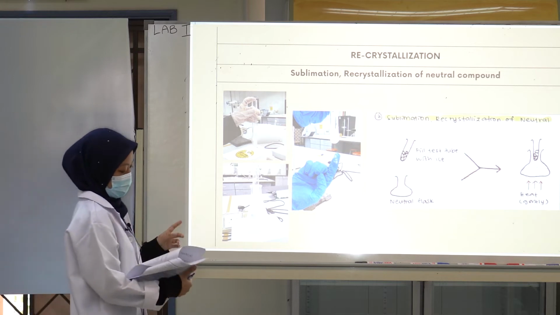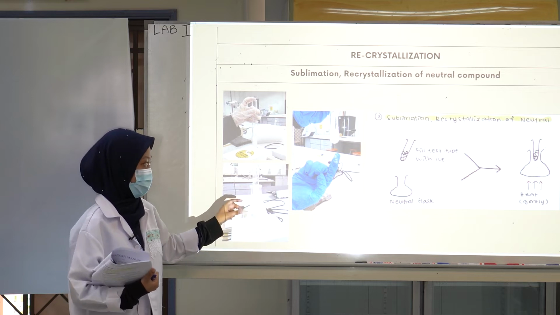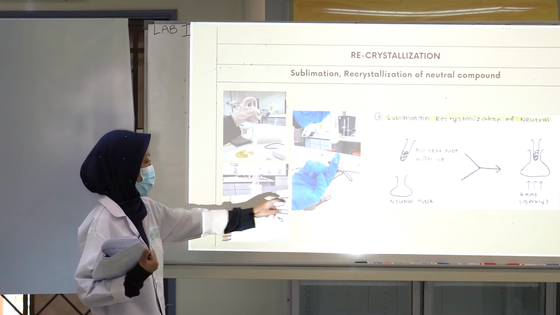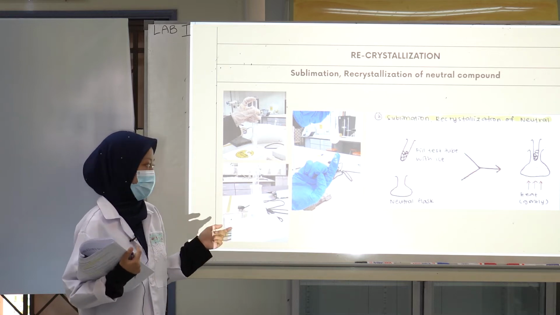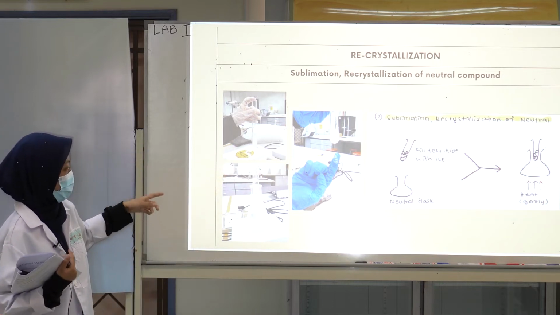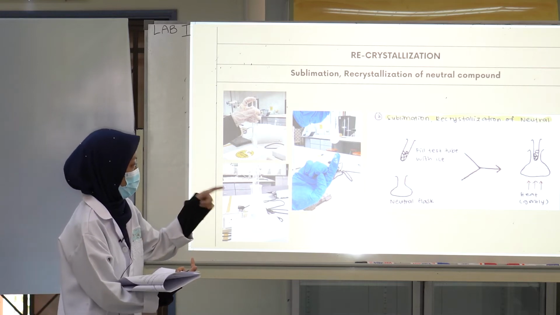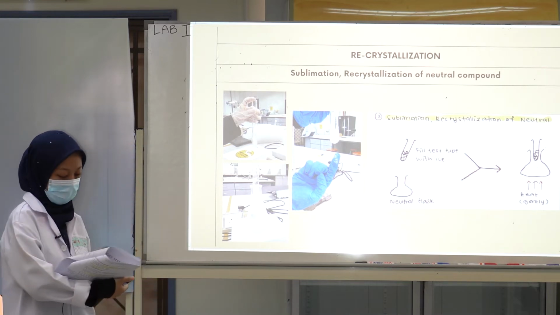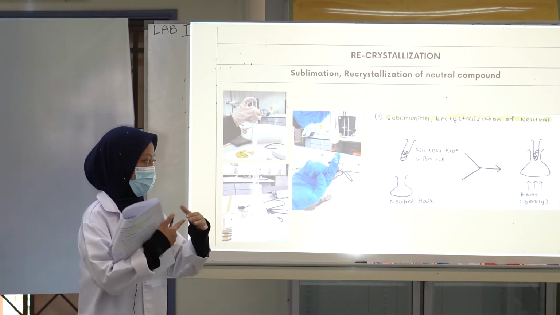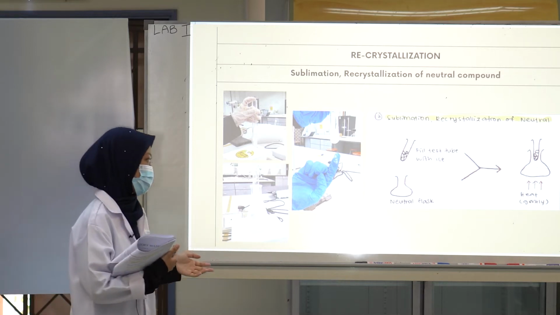Next, sublimation, recrystallization of neutral compound. First we need to fill the test tube with ice. And then we make sure to label the flask. So for the neutral flask, we put the test tube with ice into the neutral flask. We clamp using a retort stand, and then we put it on the hot plate, and then we heat gently the bottom of the flask.